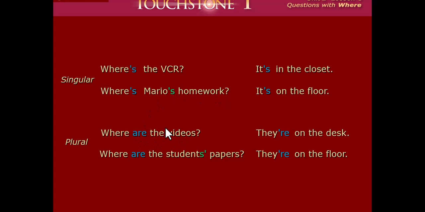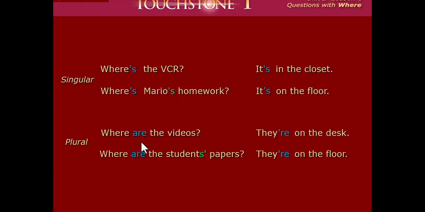Something very important here is that the verb to be in the present has three parts: am, is, and are. When we are talking about the singular, we use is. But here it is in the contraction form. Where's is the same as where is. Where is the VCR? Or where's the VCR? Where is Mario's homework? Where's Mario's homework? So this apostrophe S is the short form of the verb to be. But this other apostrophe S is for belonging. So the homework belongs to Mario, okay?